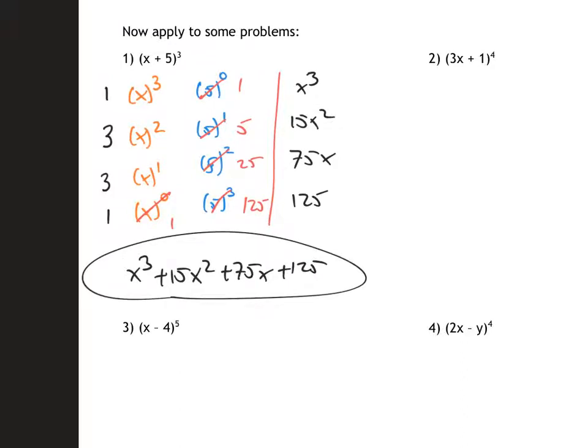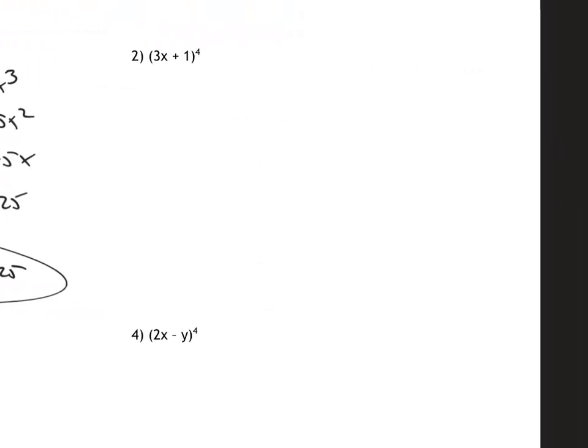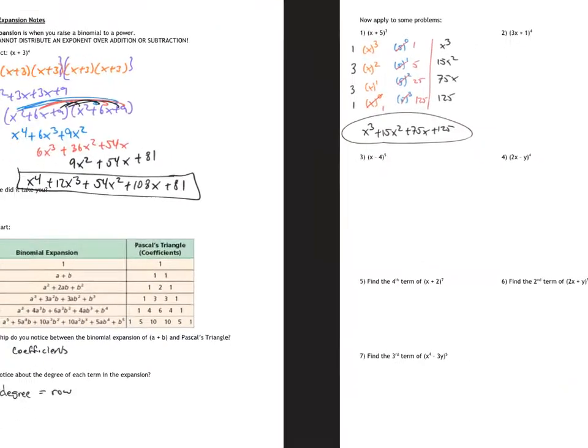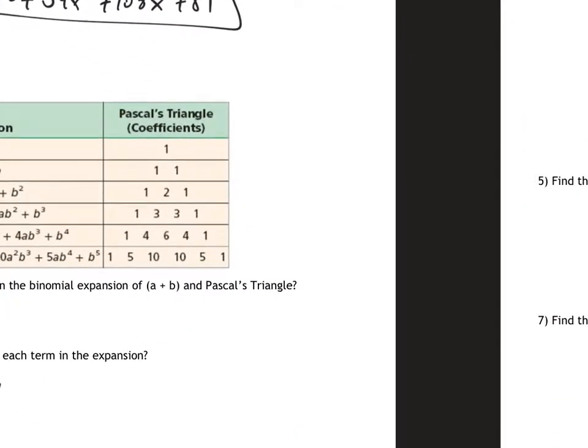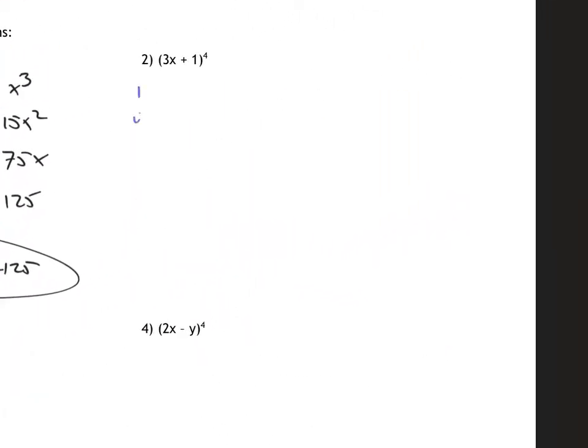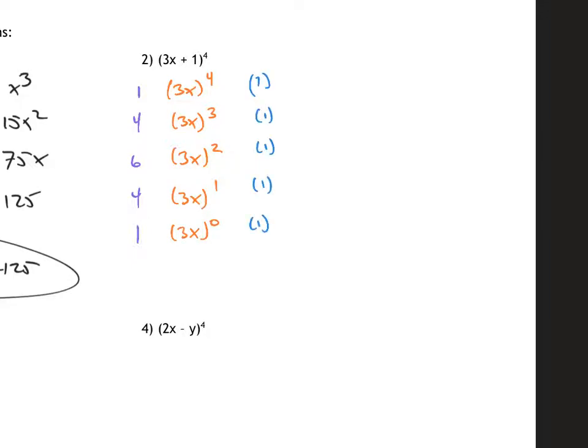So let's look at it again and do these same things. So my exponent is 4. So once again, I'm going to come over here, row 4, 1, 4, 6, 4, 1. So I come over here, I'm going to list those down. So 1, 4, 6, 4, 1. Now my first term is 3x. So I'm going to write this down. I'm going to count down. So 4, 3, 2, 1, 0. My second term is 1. I'm going to count up.